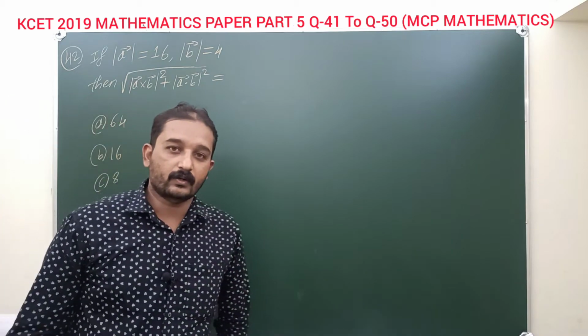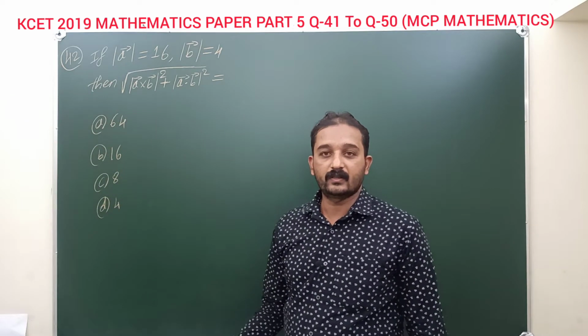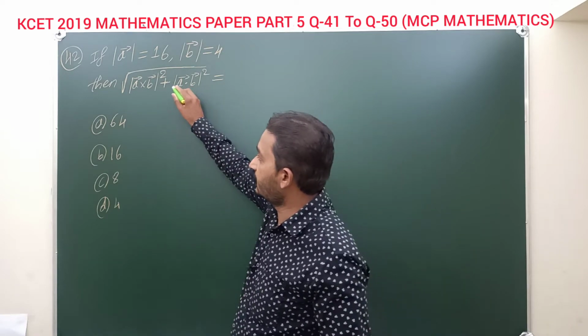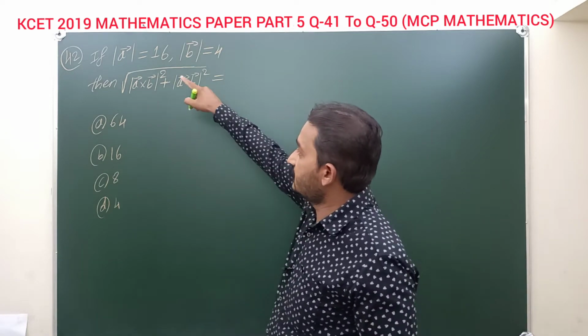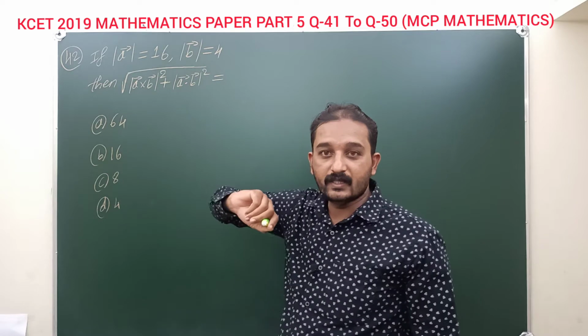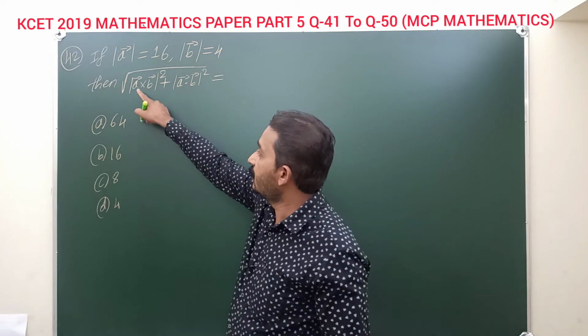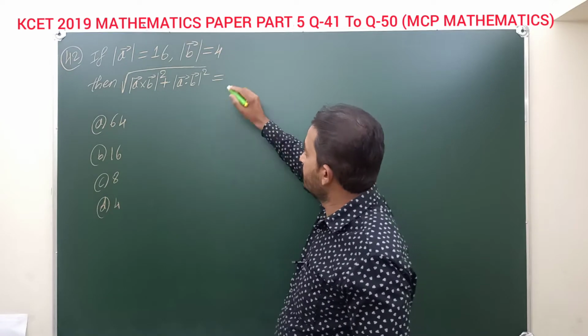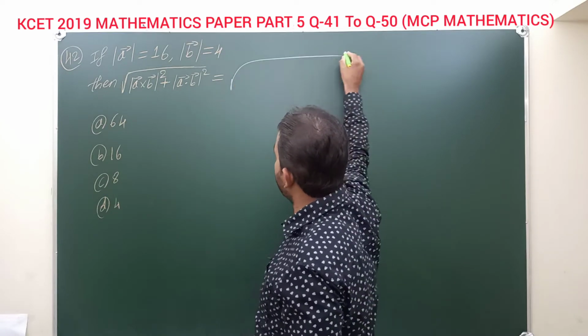Now let us move on to question number 42. This question is based on the chapter vector, particularly it is a mixture of dot and cross product. Here, the magnitude of A is given, and the magnitude of B is also given. Then find the square root of magnitude of A cross B whole square plus magnitude of A dot B whole square. This can be simplified in this way.